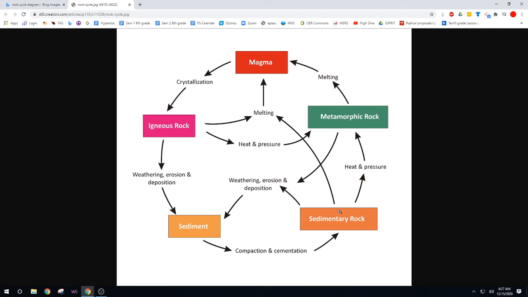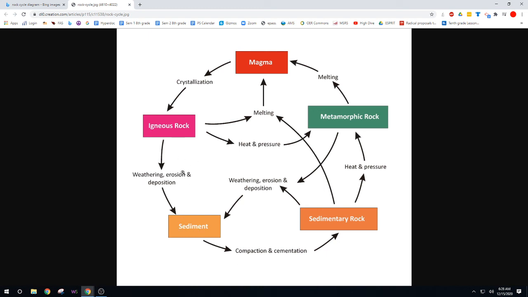If we take sedimentary rock and put it into heat and pressure, it is going to turn into metamorphic rock. Now it's not melting. Okay, we need to make sure that that's clear. Melting gives us magma, magma gives us igneous rock. Heat and pressure gives us metamorphic rock. Big difference. So for igneous rock, we should be thinking melting, magma, igneous rock.